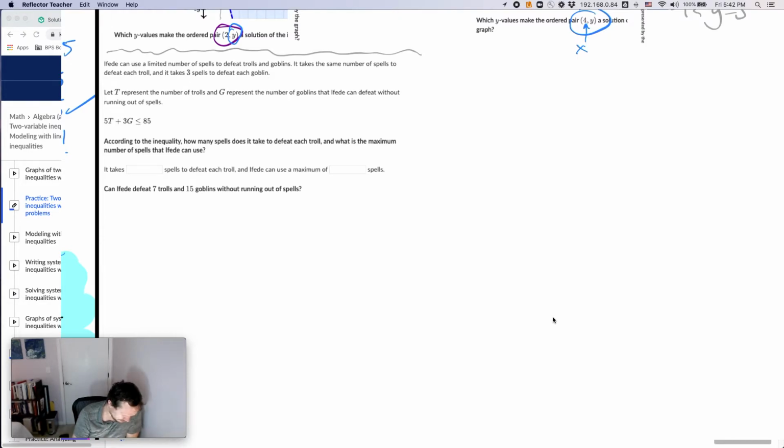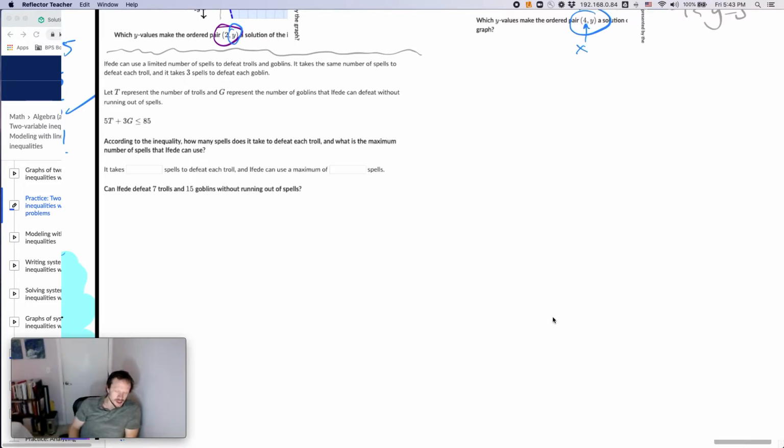Ifede, I'm not sure how to pronounce that. Ifede can use a limited number of spells to defeat trolls and goblins. It takes the same number of spells to defeat each troll, 3 spells to defeat each goblin. T represents the number of trolls, G the number of goblins Ifede can defeat without running out of spells. Some inequality. According to the inequality, how many spells does it take to defeat each troll? It's the maximum number of spells Ifede can use. It takes blank spells to defeat each troll, and Ifede can use a maximum of blank spells. Can Ifede defeat 7 trolls and 15 goblins without running out of spells?